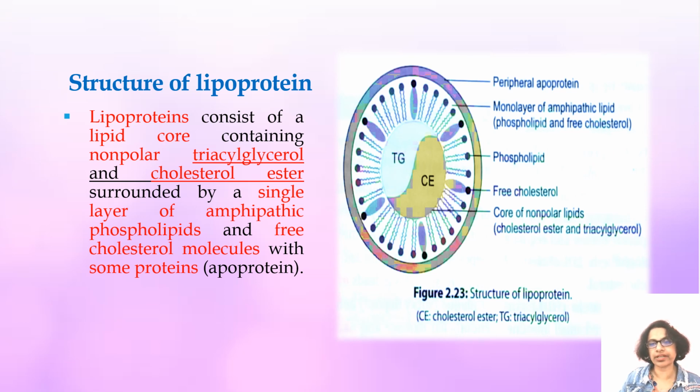This is known as apoprotein. This is a peripheral apoprotein. Here we see a monolayer of amphipathic phospholipid and free cholesterol, and the core of non-polar lipids, that is cholesterol ester and triacylglycerol. We can see the picture of the structure of lipoprotein. CE means cholesterol ester and TG indicates triacylglycerol.